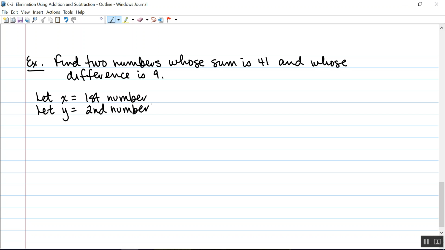Now it says I need to find two numbers whose sum is 41. Remember, sum means add, and whose difference is 9. Remember, difference means subtract. So what that means is when I add these two numbers, I get 41. That's the equation x plus y equals 41. And when I subtract these two numbers, I get 9. That's the equation x minus y equals 9. And there's my system of equations.